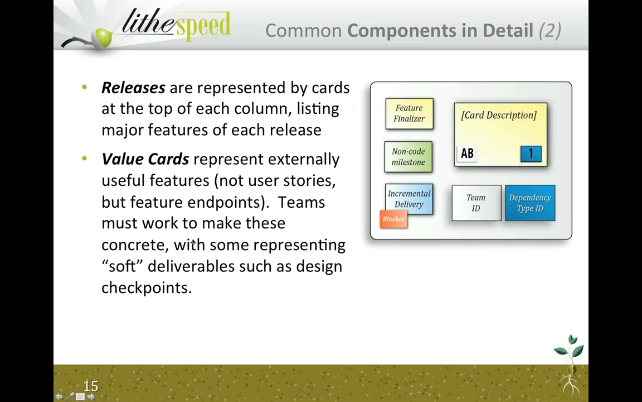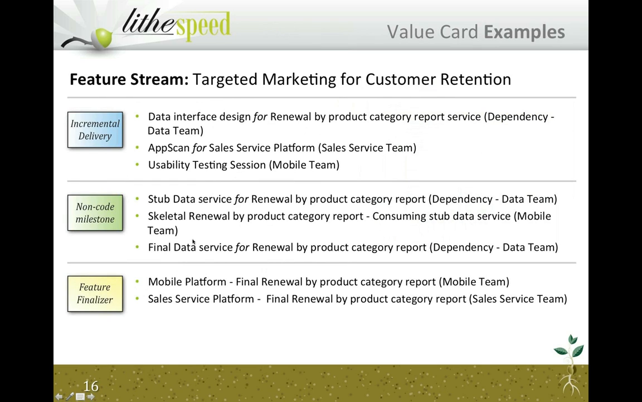So let's look at some details, some examples of what these might be. Let's say you had a feature stream. This would be a row that said targeted marketing for customer retention. Again, this is a long-term, ongoing, big goal that we have in the organization. So we may have that row there indefinitely, with lots of different features and functions flowing through it. We might have a number of cards in that row, like, for instance, a usability testing session for the mobile team there. What is that?